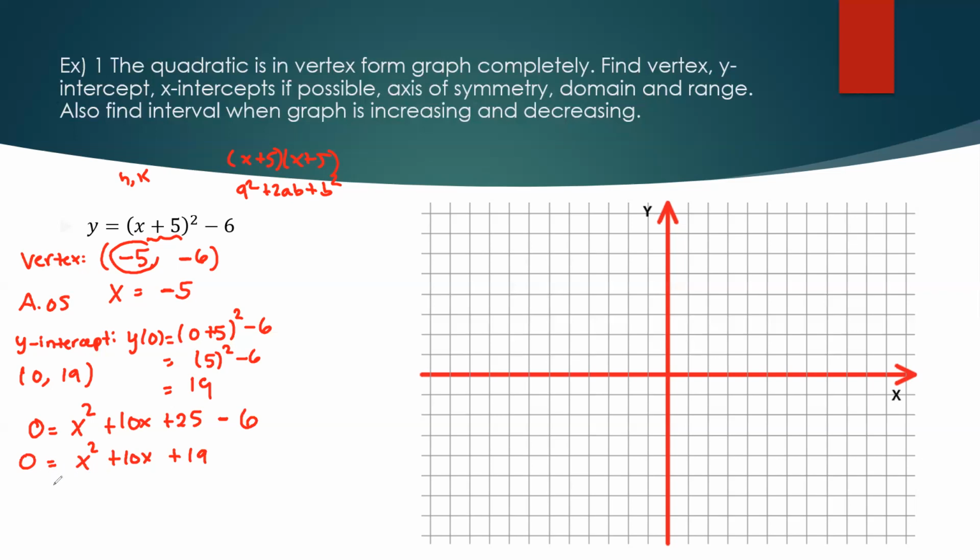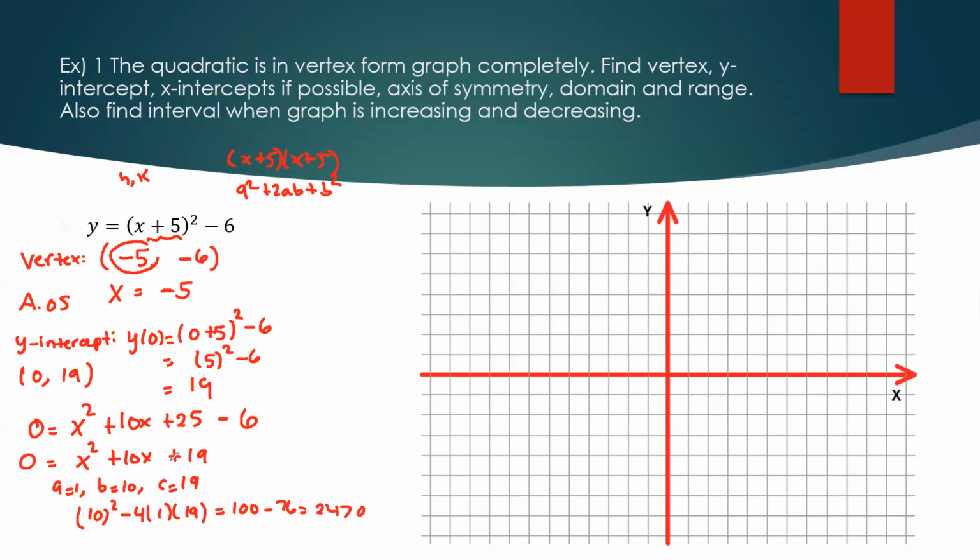So b squared minus 4ac. My a is 1, my b is 10, and my c is 19. So b squared is 10 squared minus 4 times ac, so that's 1 times 19. So that is 100 minus 76, which is 24. So if it's greater than 0, we have 2 x-intercepts.